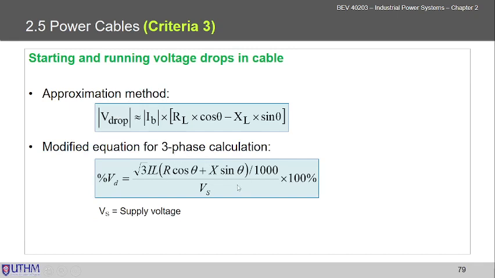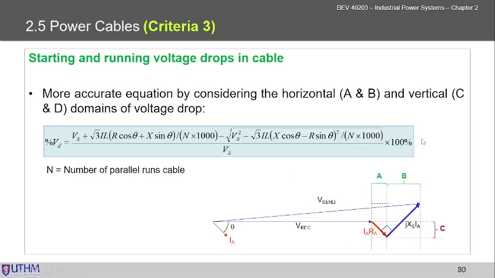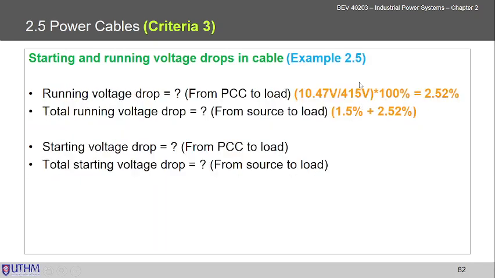Once you put everything here, then divide by the VS, which is 415. So VS is 415, divided by 415. That means we obtain the voltage drop for the running as 2.52. That means in total from source to load, it is 1.5 plus 2.525, so it is about 4%.